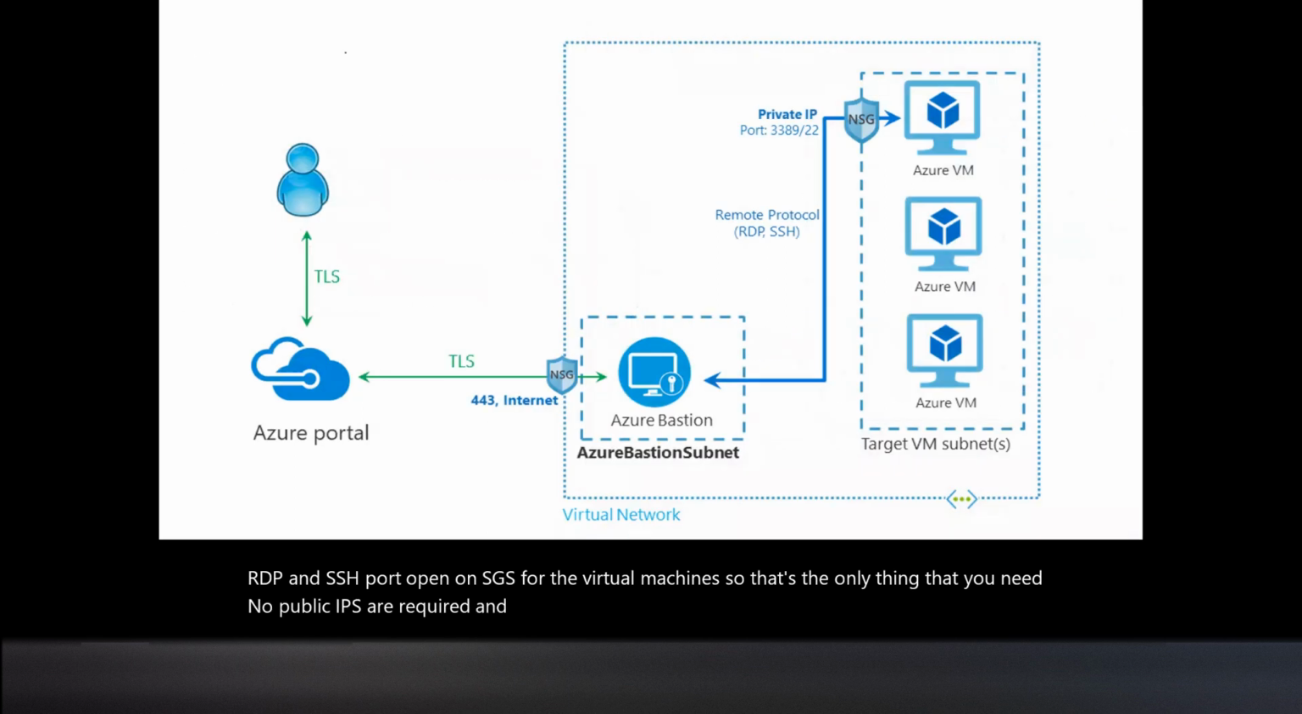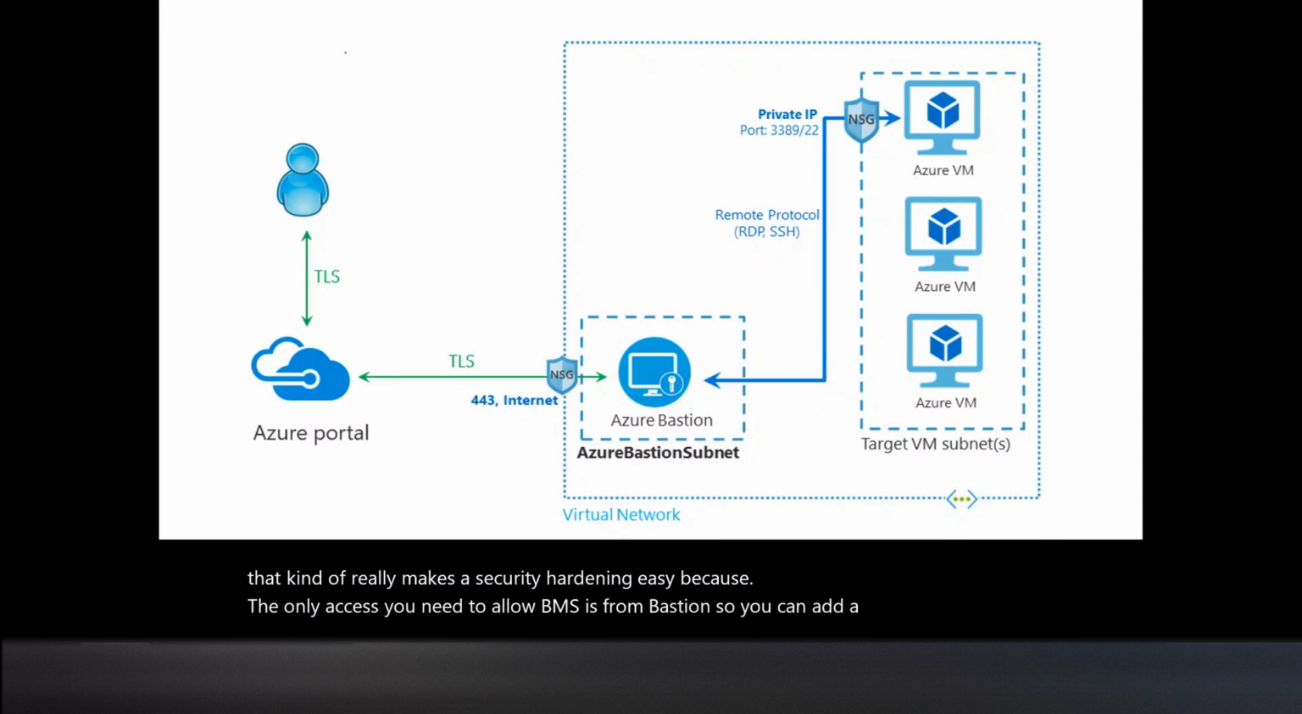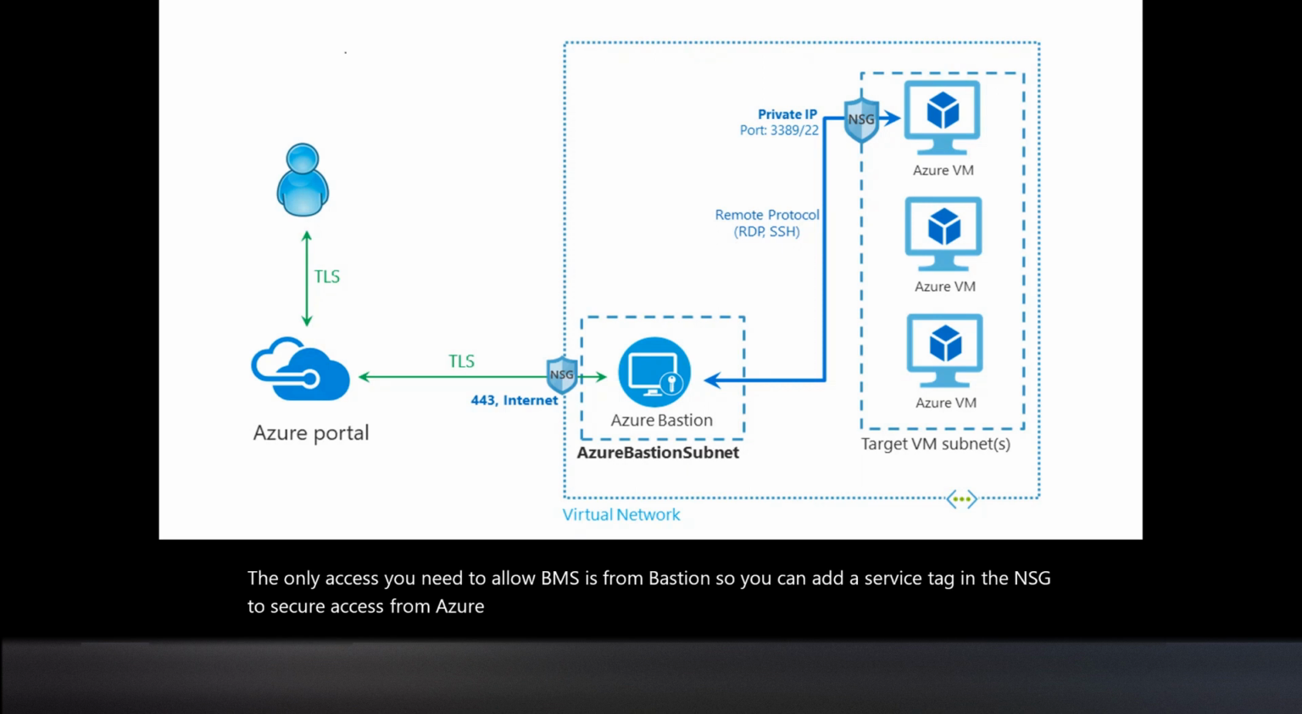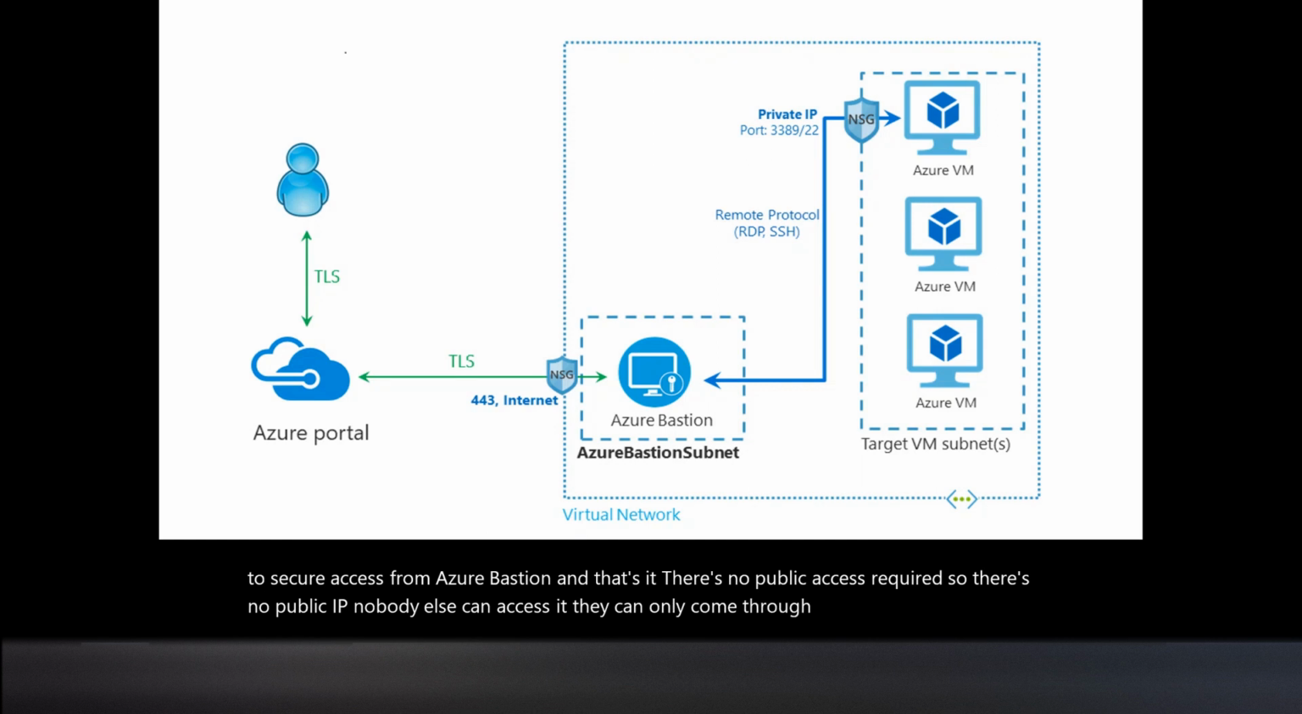Sorry, let me go back to the screen. One thing to keep in mind is that this really makes security hardening easy, because the only access you need to allow to VMs is from Bastion. So you can add a service tag in the NSG to secure access from Azure Bastion, and that's it. There's no public access required, so there's no public IP. Nobody else can access it. They can only come through Azure Bastion. Okay, so any questions?